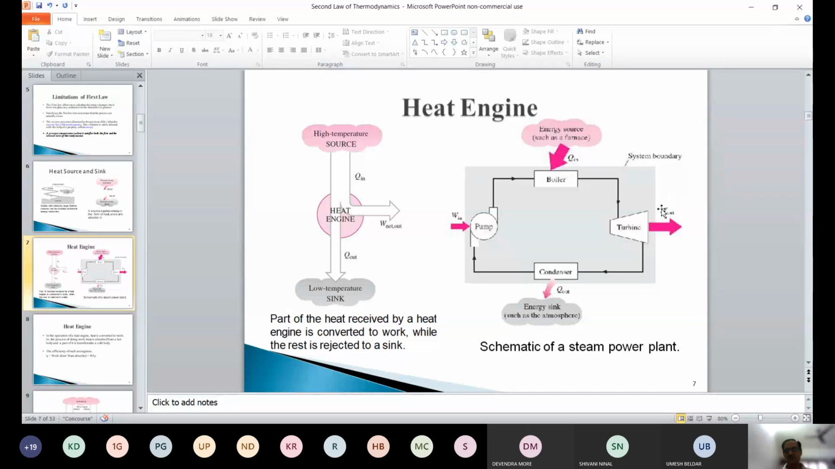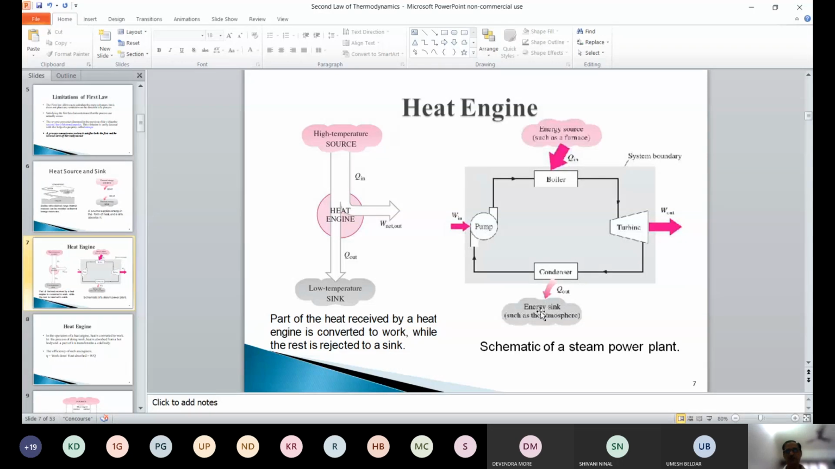Which is in the form of electrical energy. Because here you have a turbine, and basically it converts mechanical energy into electrical energy. We get electrical power here, and then whatever steam is there at a lower pressure and lower temperature goes to the condenser where it is condensed. So when we condense, the heat is rejected to energy sink, which could be a cooling medium.